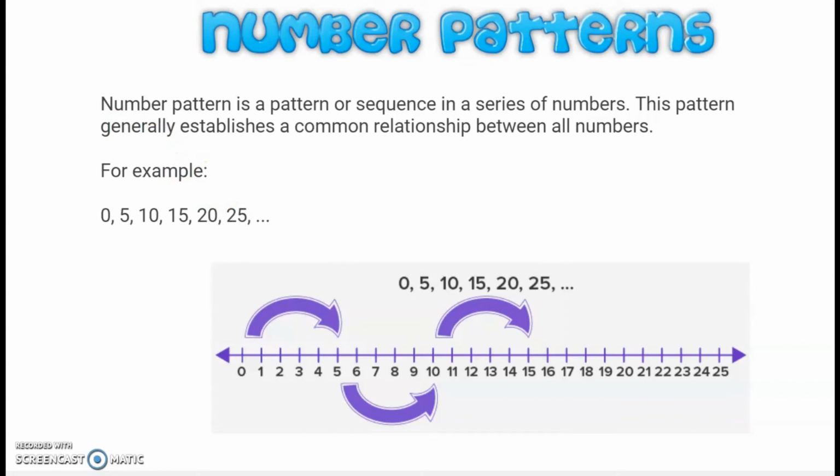Now we are going to mark the following numbers, the numbers that are missing. From 15, since we know the pattern is adding 5, if we add 5 more to 15, that will go all the way to 20. If we add 5 to 20, we are going to have 25. This is the way we discover the pattern in this number line.